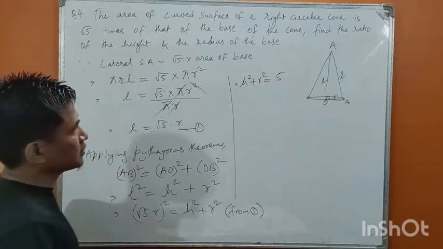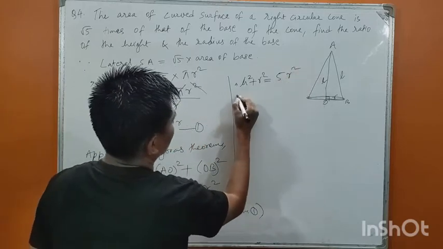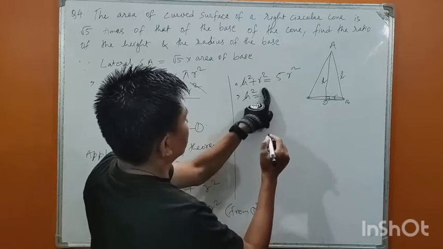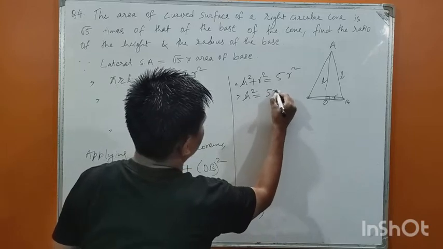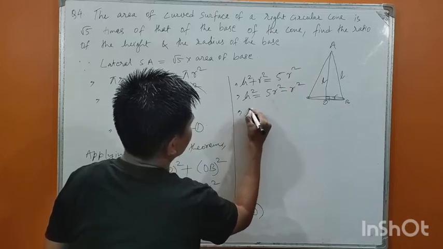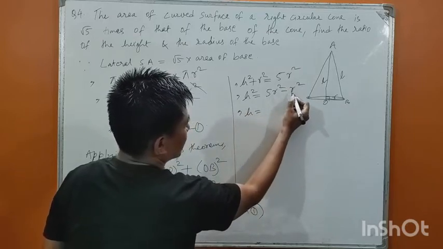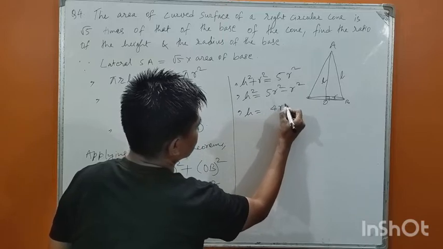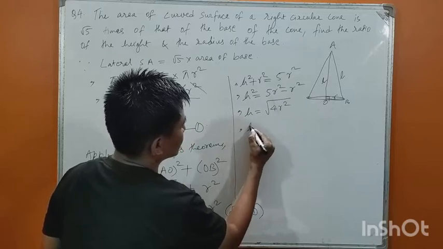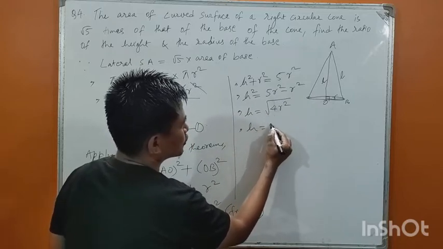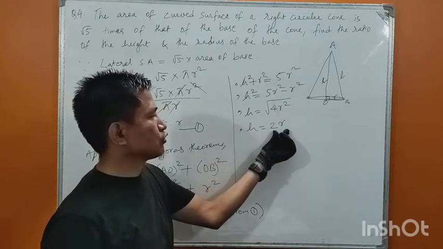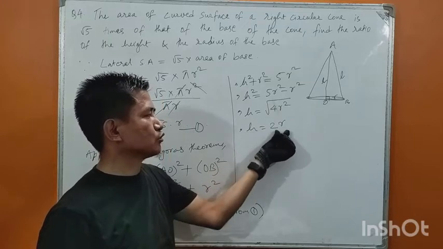So H square plus R square equals 5R square. This plus R square goes to the right-hand side, minus R square, so H square equals 5R square minus R square, which is 4R square. Are you getting me? So this square goes to the right-hand side and becomes root: H equals root under 4 means 2, and root under R square means R. So H equals 2R. We have found the value of H as 2R.